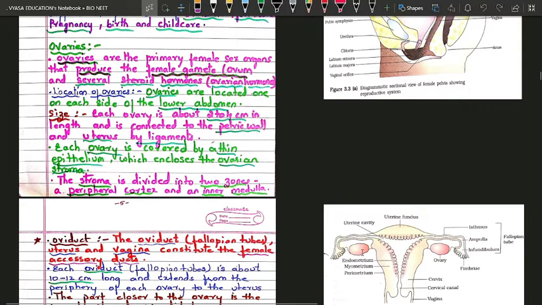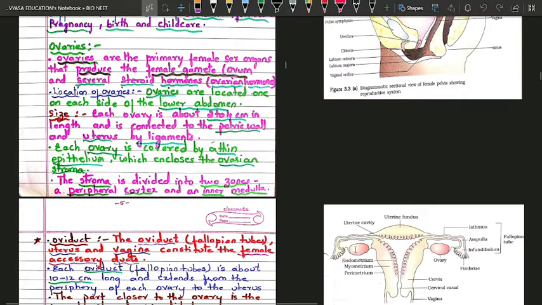Each ovary is covered by a thin epithelium. Epithelial tissue, you have studied about the tissue, so it is covered by epithelium, which encloses the ovarian stroma. That is, the ovarian stroma is enclosed by the epithelium.